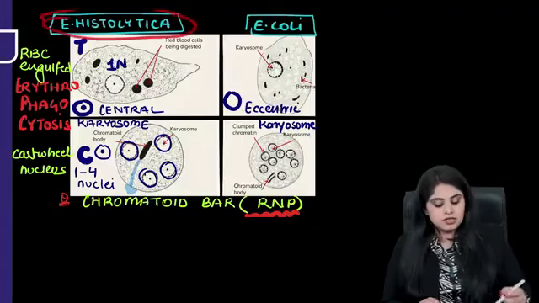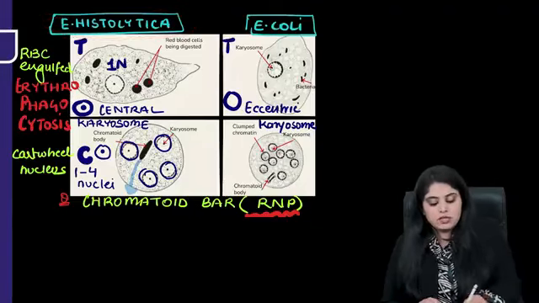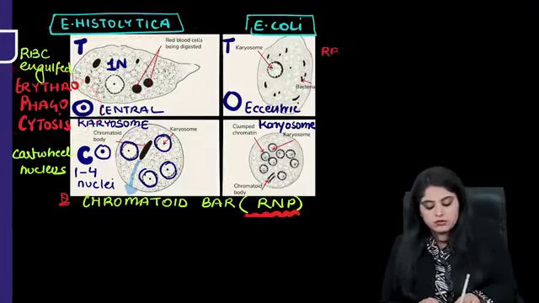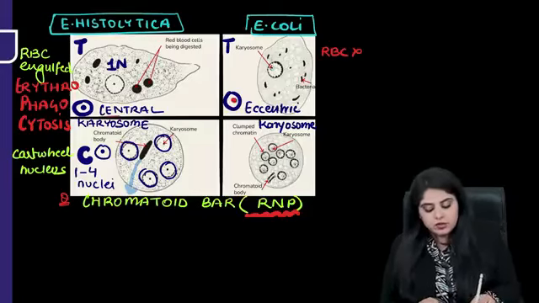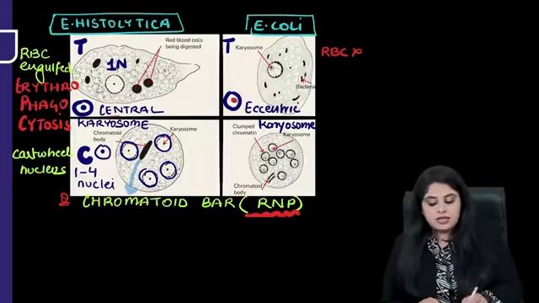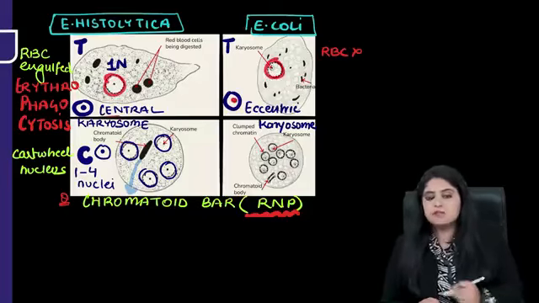In Entamoeba histolytica, in the trophozoite form, you studied that it shows erythrophagocytosis. This does not show any erythrophagocytosis. That showed you a central karyosome. This is going to show you an eccentric karyosome. That had, okay, one nucleus. This also has one nucleus.